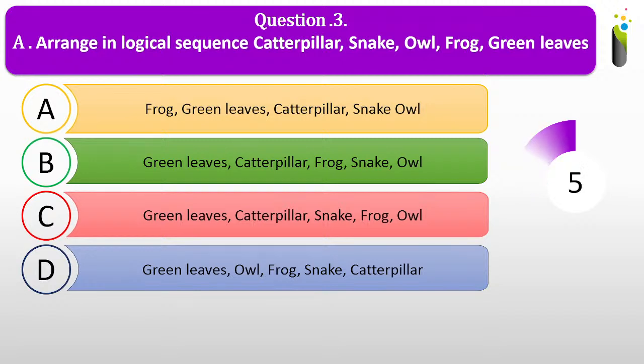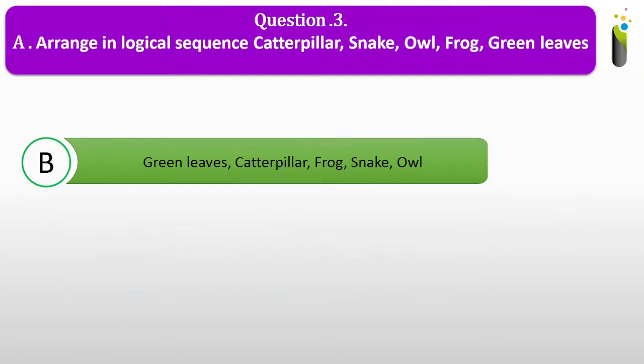And the correct answer, the logical sequence. The logical sequence has been asked, so here obviously we are talking about how they are going to be connected with each other in a food chain, and the perfect answer for this is B. So it's green leaves, caterpillar, frog, snake, owl.